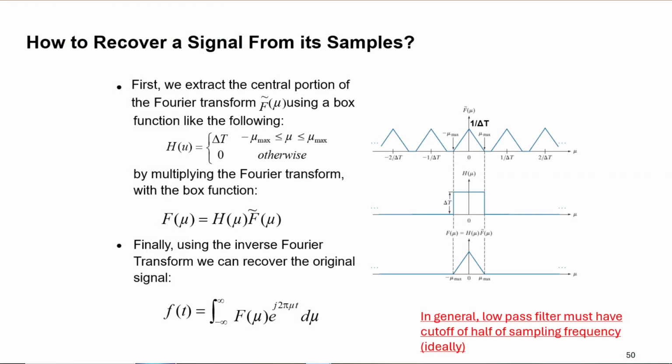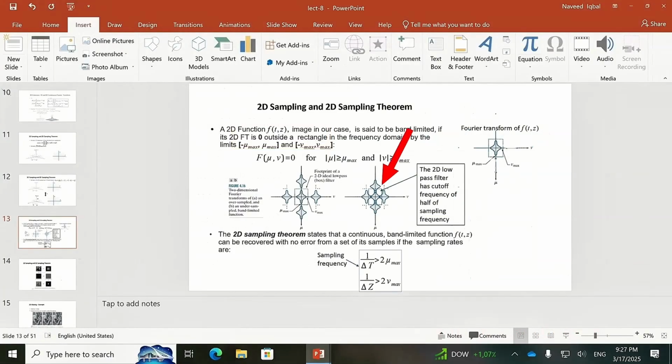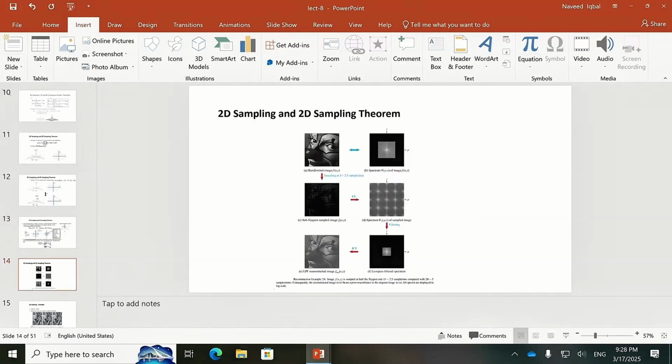In 1D, I think it's easy. This is the cutoff frequency, the maximum frequency of the window, and it should be equal to half of the sampling frequency in order to recover the signal. With aliasing or without aliasing, whatever sampling frequency you have set, it should be half of that, even if it is undersampled or oversampled. And here you see an example of aliasing. If the sampling frequency is less than 2 mu max and 2 Vmax, there will be some sort of aliasing.